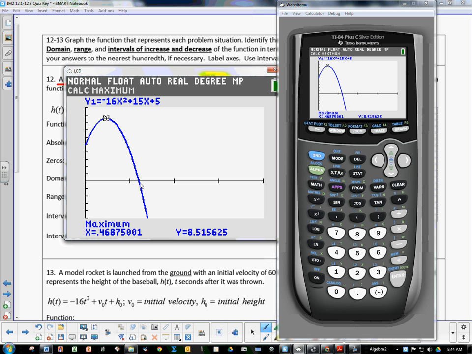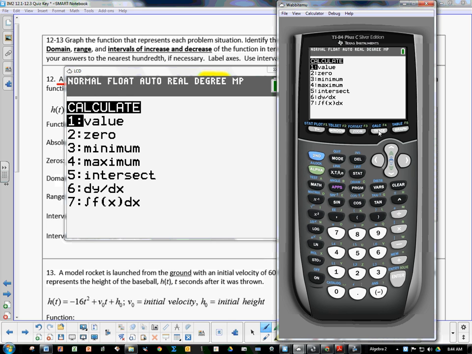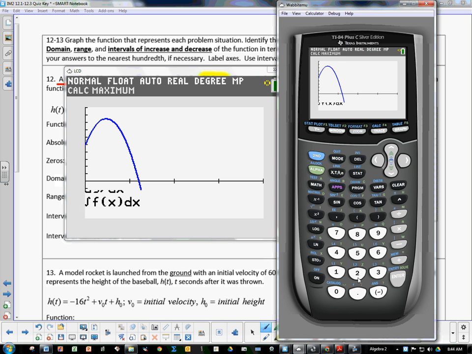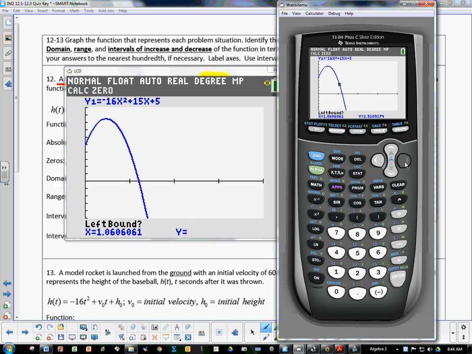And the steps here are, second, trace. What are we looking for? Number 2, 0. We did a left bound. Let's head over to the point we're seeking. Get a little closer. And there we have it.